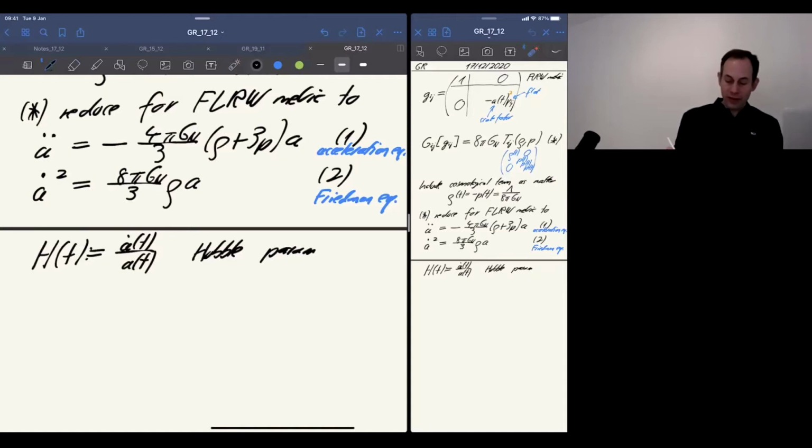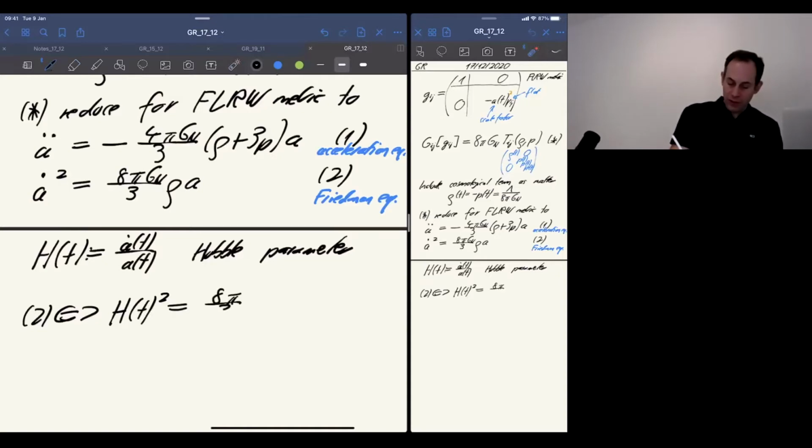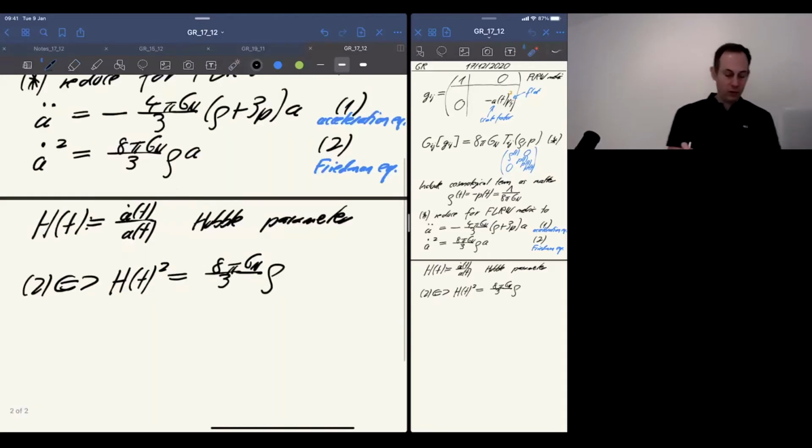And then, of course, we can rewrite 2 in a very simple way. We just take the A to the left-hand side, and then we have here the Hubble parameter squared equal to 8 pi over 3 Gn times rho. Okay, that's just a different way to write 2.